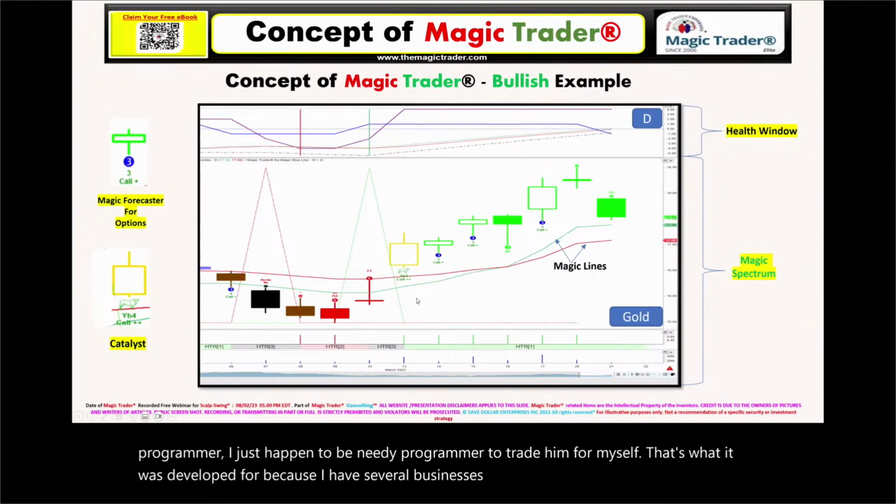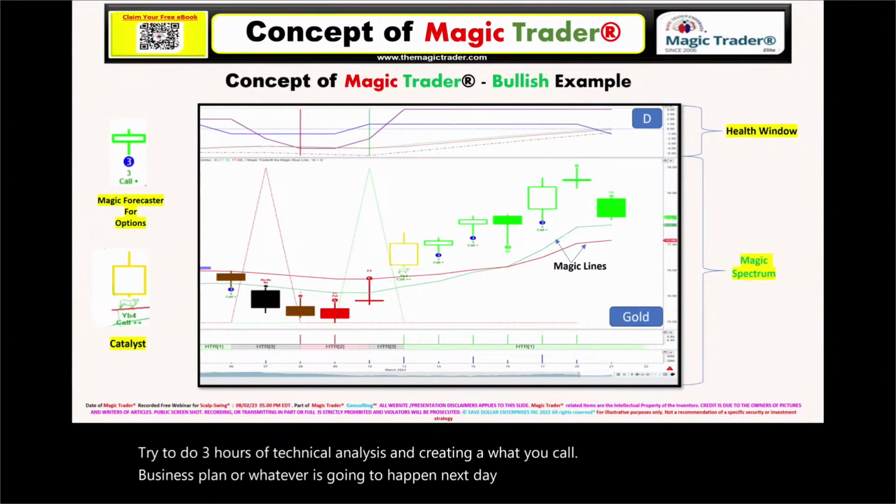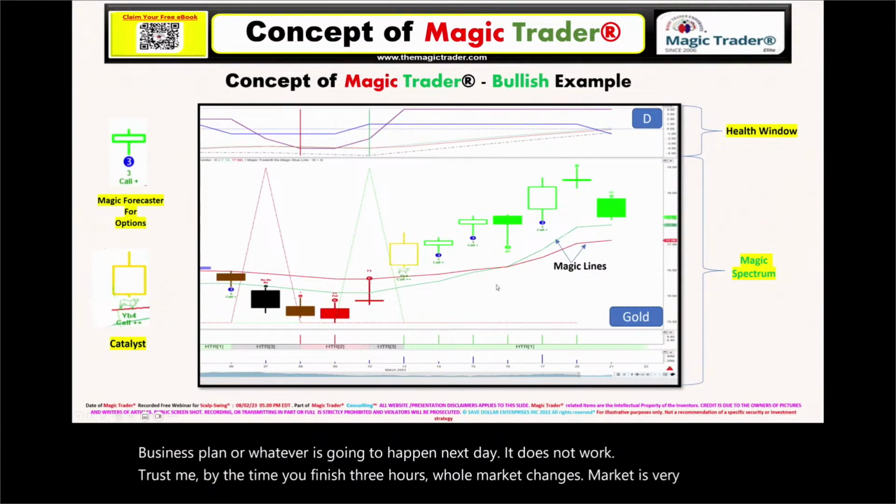And I don't have time to do 3 hours of technical analysis on creating a business plan for whatever is going to happen next day. It does not work. Trust me, by the time you finish 3 hours, the whole market changes. The market is very, very sensitive.